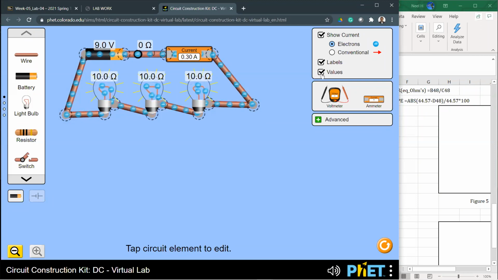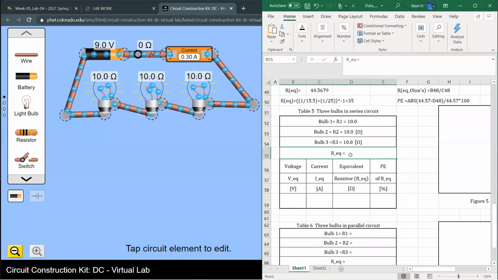Let's put the values on. So the equivalent, meaning the direct addition, should then be 30 ohms, right? So that's the number we're expecting. We can check that from the Ohm's law point of view, right?